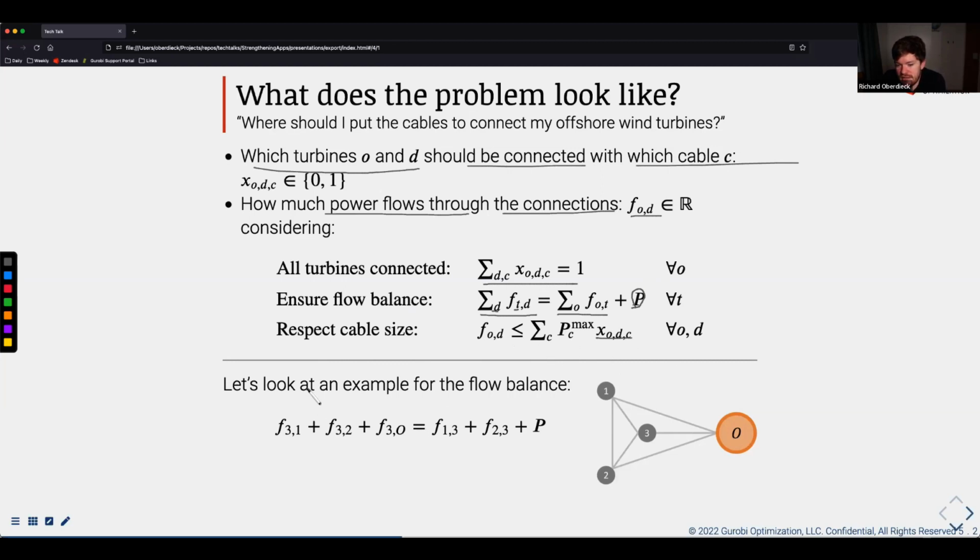And to give you an idea of how this flow logic is always a little bit cumbersome, let me put that visually. If we look at the flow balance for this node 3, everything that leaves node 3, so going to 1, going to 2, and going to O, is equal to everything that goes into it plus the production.